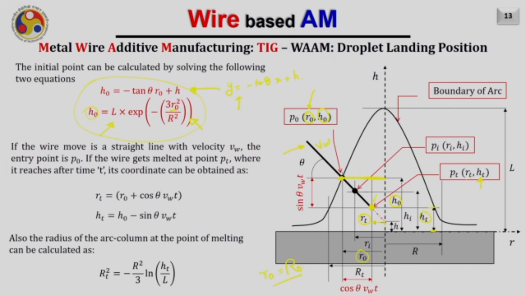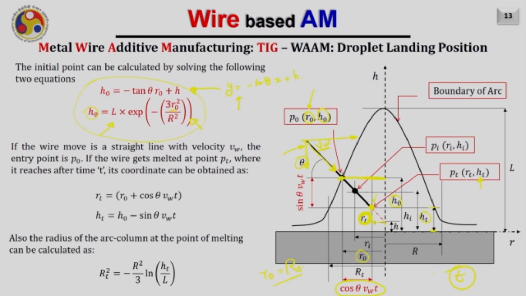I can easily find out the position of this tip because I know the velocity of the wire. Hence, if this is the velocity of the wire along this vector, what will be the velocity of the wire along this vector and along this vector, because I know this angle theta. Hence the velocity along the x axis will be Vw cos theta and the velocity along the y axis will be Vw sin theta.